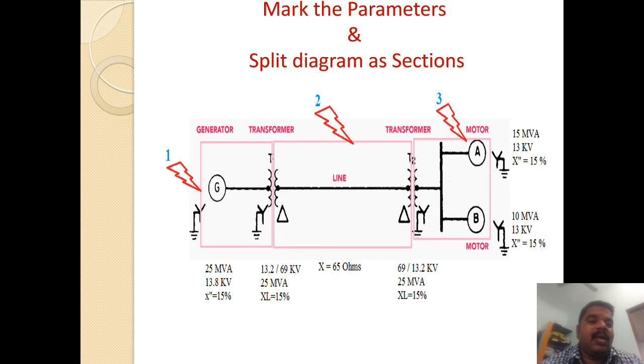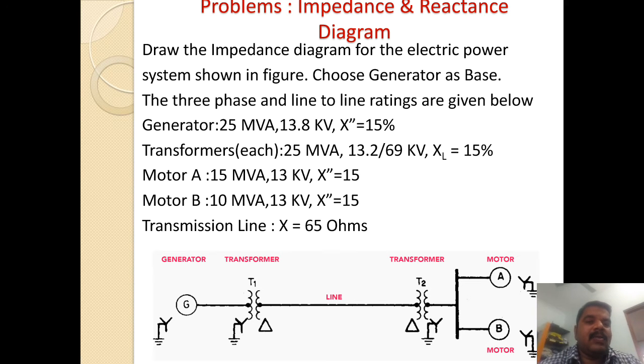For the transformer T1, what is the value they are given? For both transformers they are given 25 MVA, 13.2 divided by 69 kilovolt, X is equivalent to 15%. So for both transformers they are given the same value. They are not mentioning any primary or secondary voltage, so they are given commonly as 13.2/69 kilovolt. So we have to carefully select the ratings for the transformer in the diagram.